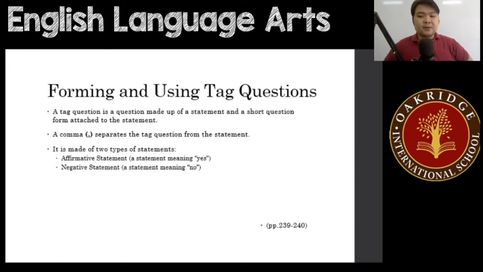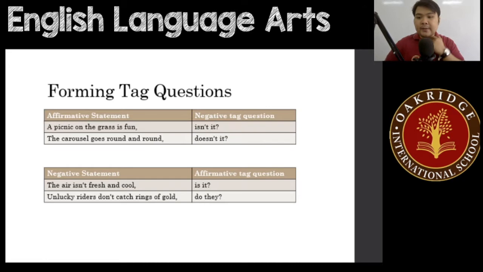Now, it is made up of two types of statements. You have an affirmative. That means it's positive. That means it's something that people would agree with. Yes. Or a negative statement. These are statements that are negative, so that means they disagree or no. Here's how it looks, guys. So we have two ways of writing it.